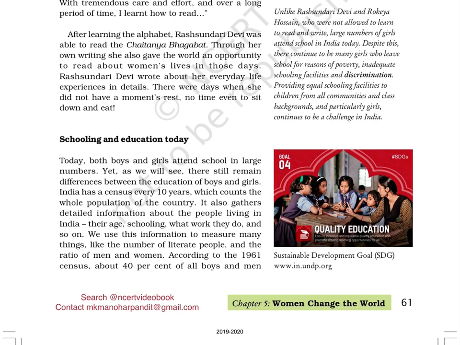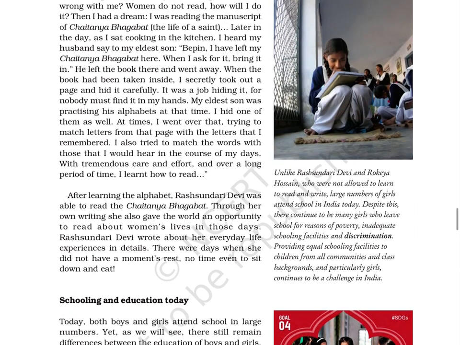Here on page number 61, there is a picture given. In this picture, a girl is reading a book sitting on a floor mat. Next to the picture, a note is given. Unlike Rashsundari Devi and Rokeya Hossain, who were not allowed to learn to read and write, a large number of girls attend school in India today.